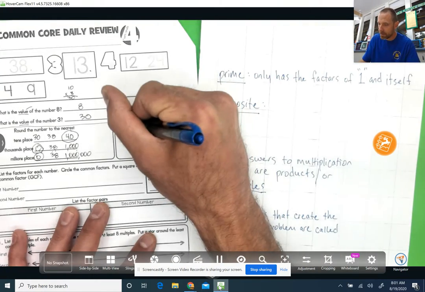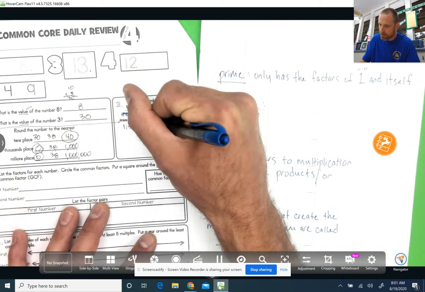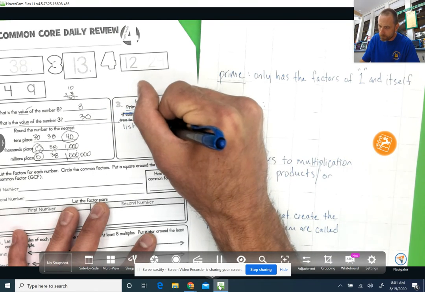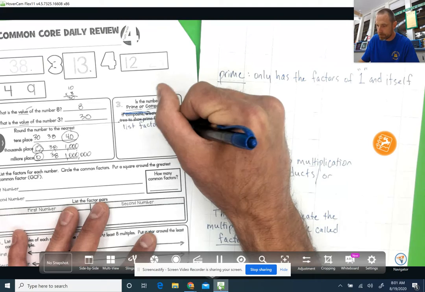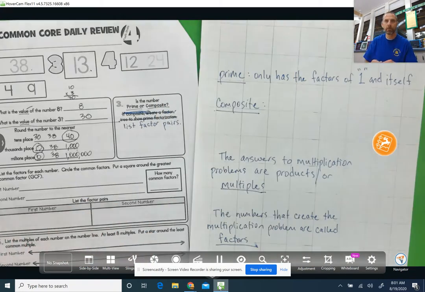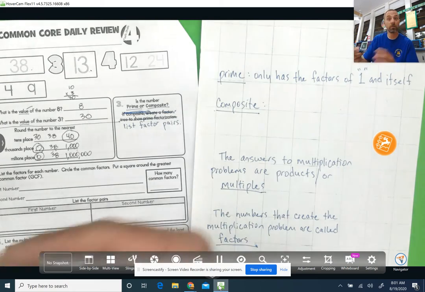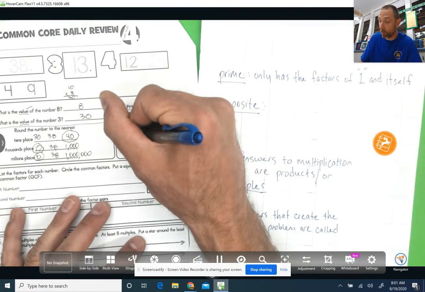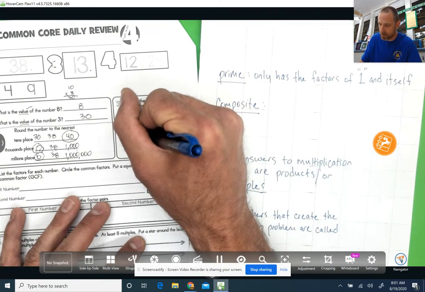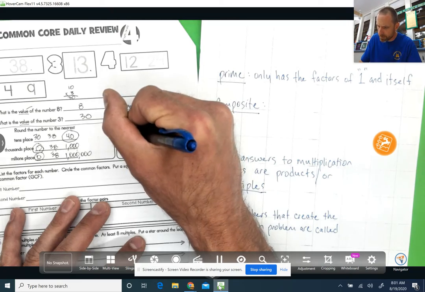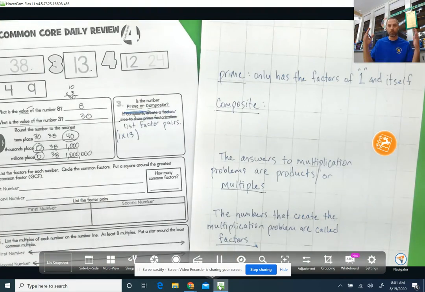You simply list factor pairs. The two numbers that make the multiplication sentence, those are the factor pairs. And so we have a factor pair of 13. We have 1 times 13. And I like to put those in parentheses or grouping symbols just to keep them together.